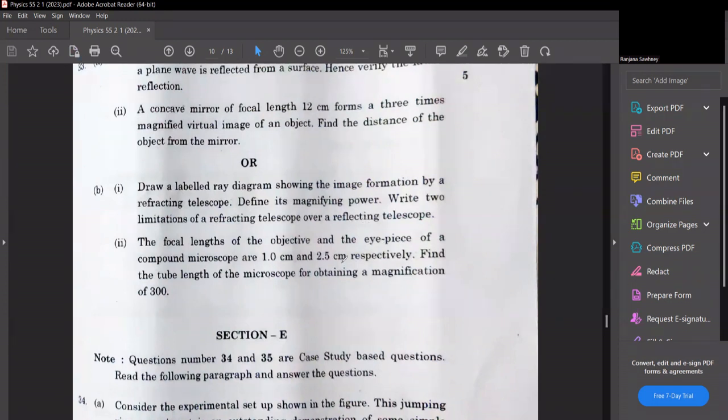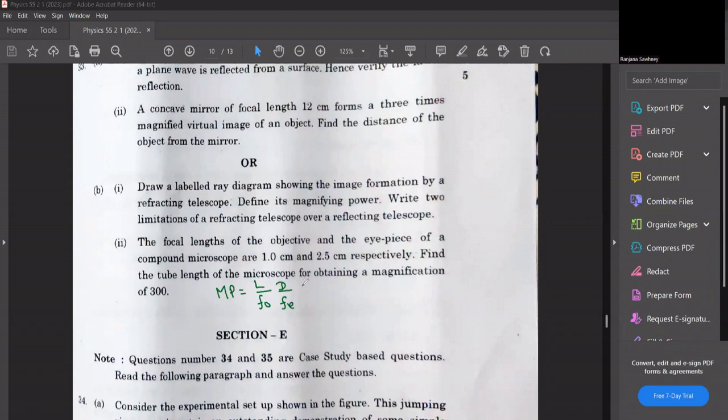Then there's the numerical over here. The focal lengths of objective and eyepiece are given. If the tube length of the microscope is, you have to find out the tube length if the magnification is 300. So using the formula, magnifying power is equal to L upon fO into D upon fE when the final image is formed at infinity. So magnifying power is given as 300, length of the tube has to be determined.